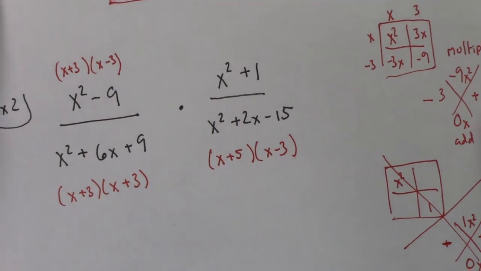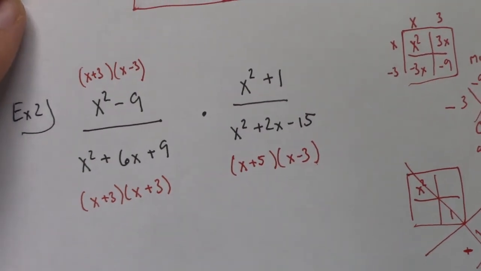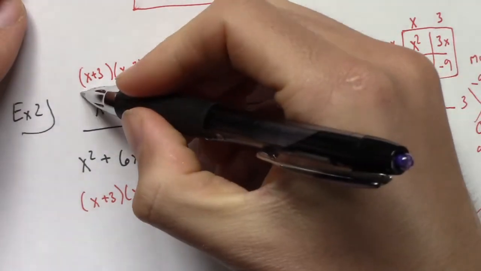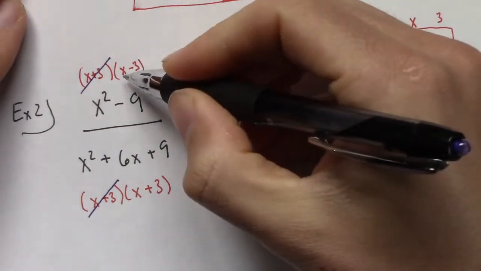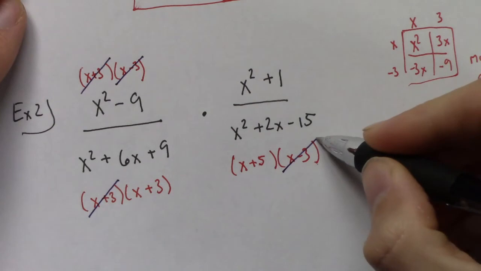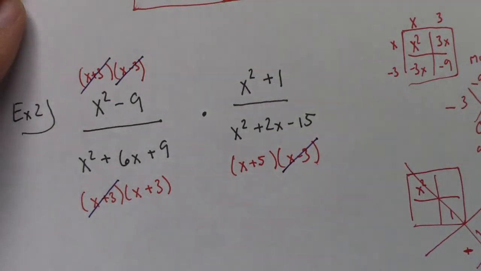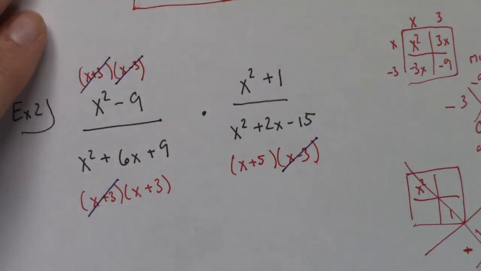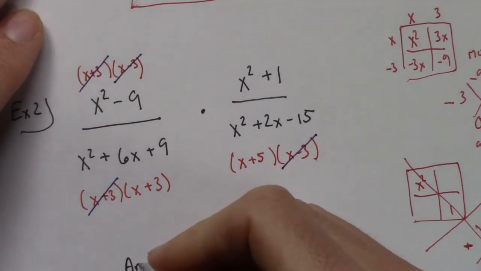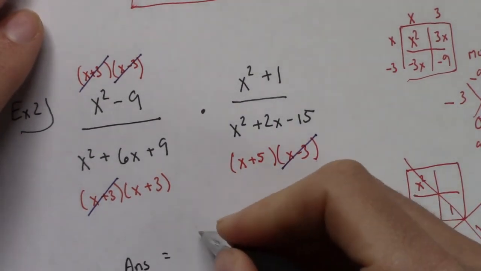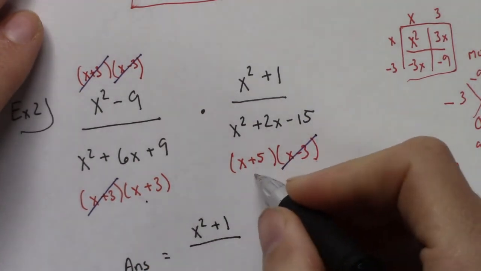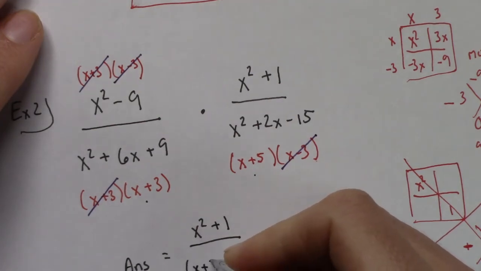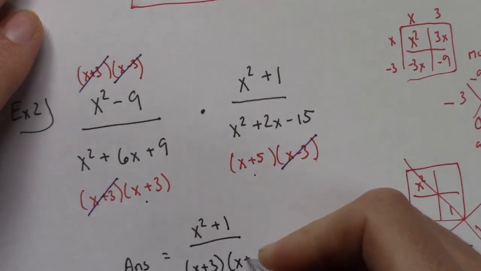So now we're in the same spot as we were before, where we've factored everything, in which case I want to cancel as much as I can. So I see an x plus 3 on top, which will cancel with an x plus 3 on the bottom. I see an x minus 3 on top, which will cancel with an x minus 3 on the bottom. And nothing else will go anywhere. So when we go to write our answer, what we have left is the x squared plus 1 on top. And on bottom, I've got an x plus 3 and an x plus 5.